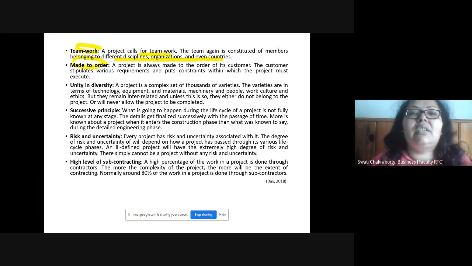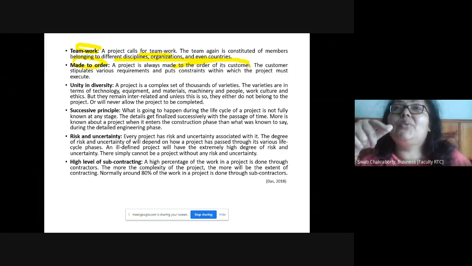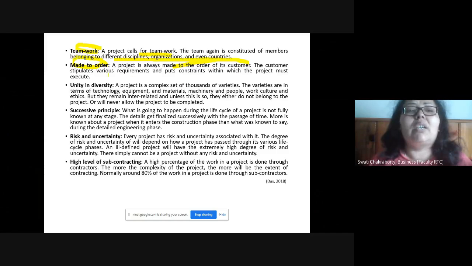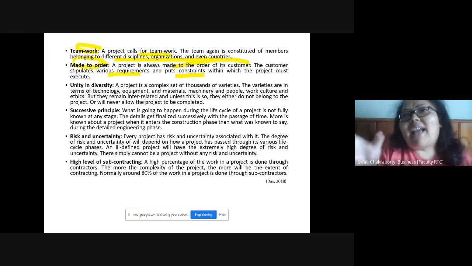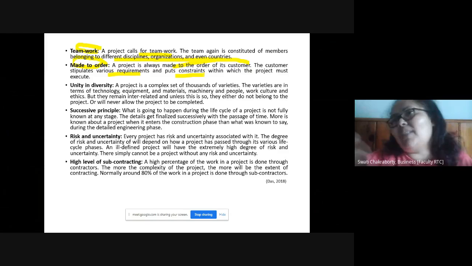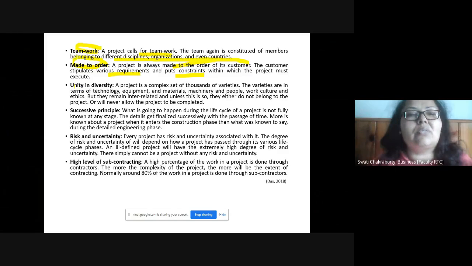Made to order: that is, it is customized as per the needs of the customer. Customers will tell you to do a project. They will give you the project. They will say what their requirements are and what the restrictions are within which the project has to be done, what can be done and what cannot be done. Based on that, it has to be adapted as per the needs of the customers.